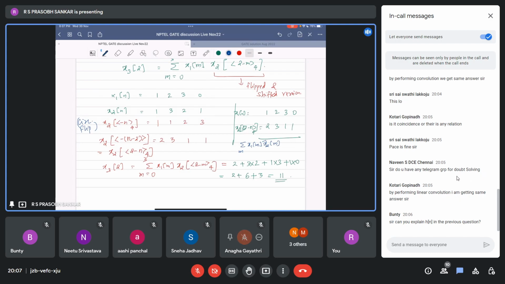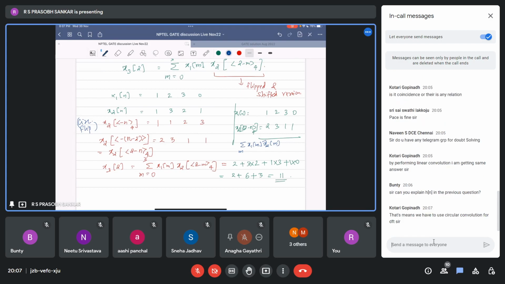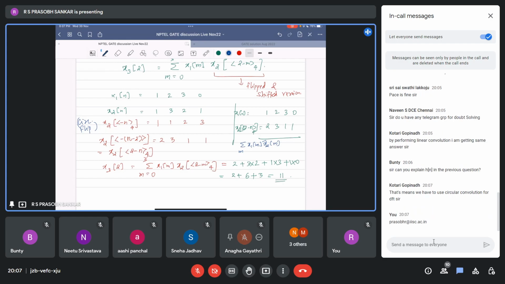Other question: do you have any Telegram group for doubt solving? Actually, no, we don't have any Telegram group. If you have any doubt, you can ask in the live session. If there is any specific question, you can mail me also. But most of the time I'll be discussing in the live session, that will be better. If there is any particular doubt on the questions that we discuss in the session, you can contact me. This is my mail ID.